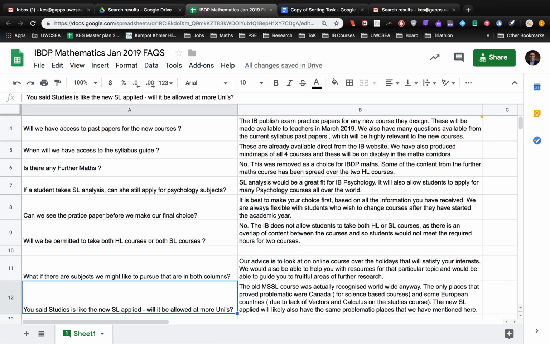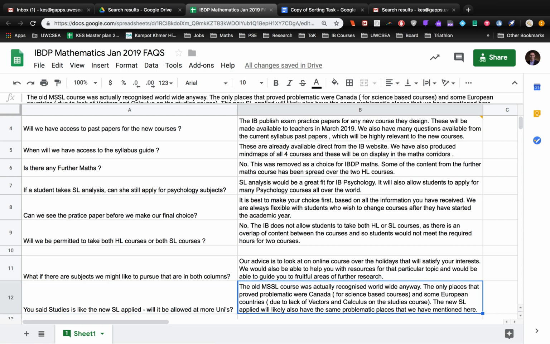And if studies is like the new SL Applied, does that mean it's going to be allowed at more unis, or will it be restricting? With the old maths studies course, maybe 8-10 years ago, there was a problem with worldwide acceptance of the old maths studies course, but that changed quite drastically in the last 4 or 5 years, and the old maths studies course was pretty much widely recognised throughout the world.